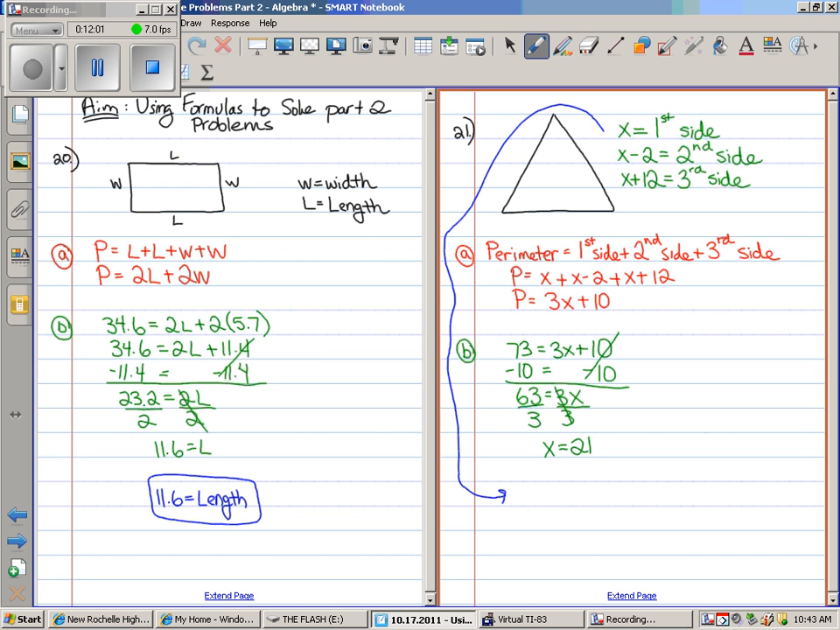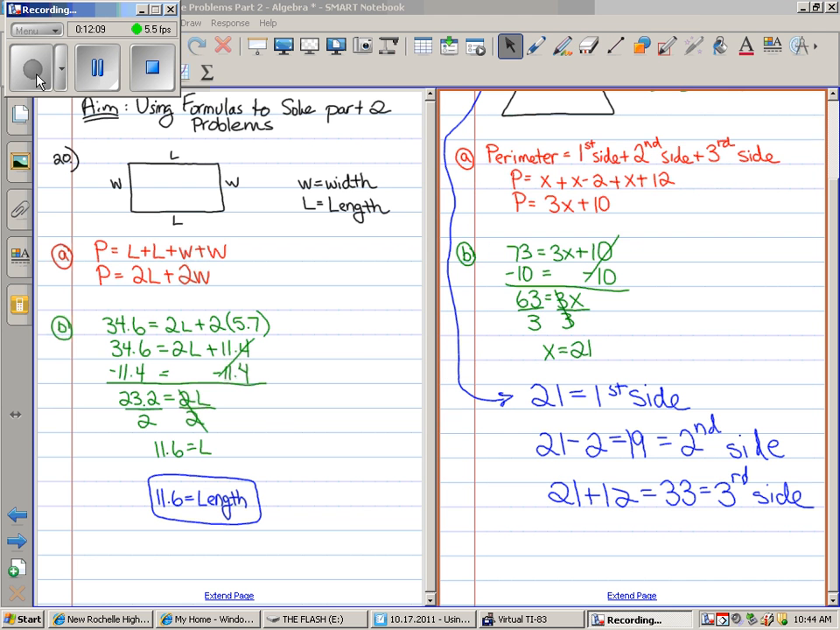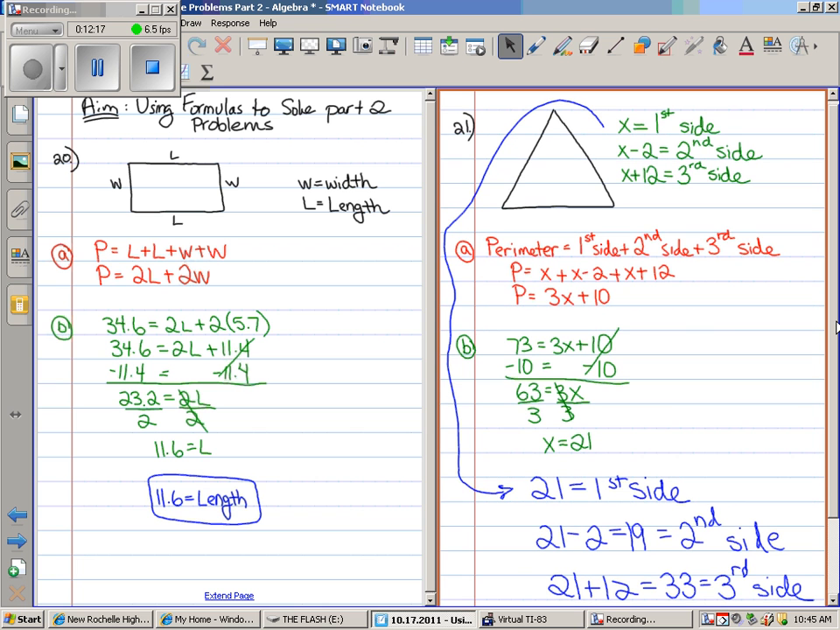Let's do that over here. So we're going to plug 21 into that first one. So there we go. There's all of our sides to our triangle. All we did once again was just plug back into our original statements. Yep. That's all we did.